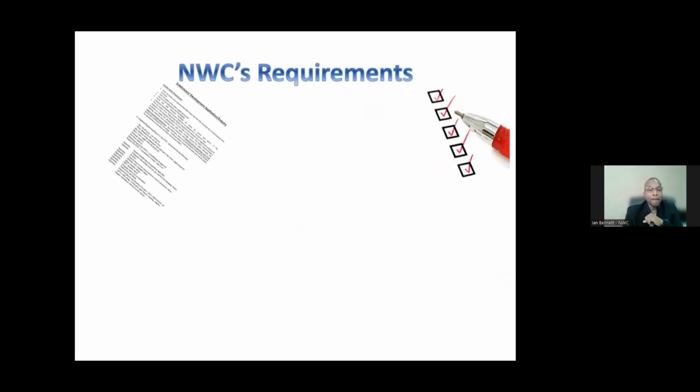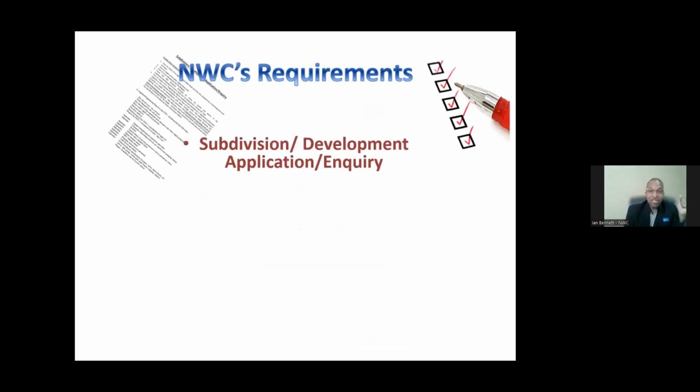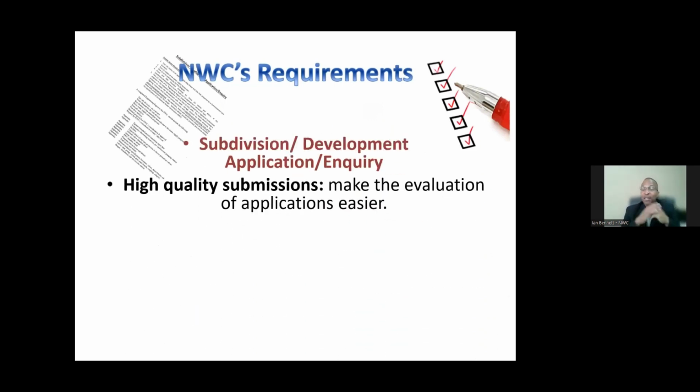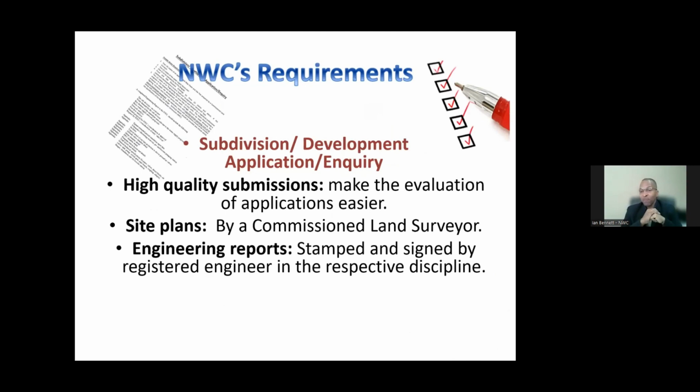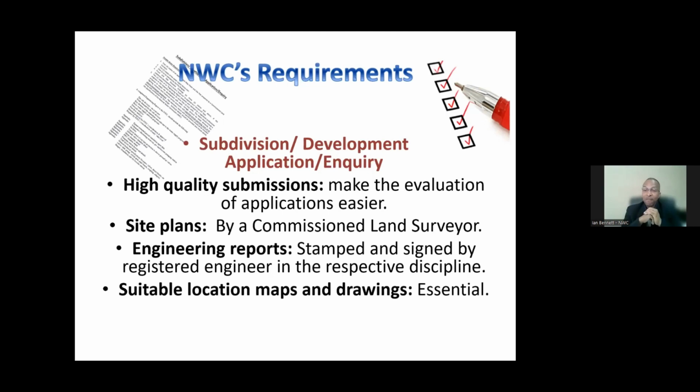Now, what are some of the things that the NWC requires of submissions that come to us? For us to be quite efficient in how we provide our comments and our responses to various applicants, we expect high quality submissions that make the evaluation of these applications much easier. We also expect site plans by a commissioned land surveyor, and we also expect good engineering reports stamped and signed by the respective engineer in that particular discipline. So when you do these things, it really does help to make the evaluation process easier.